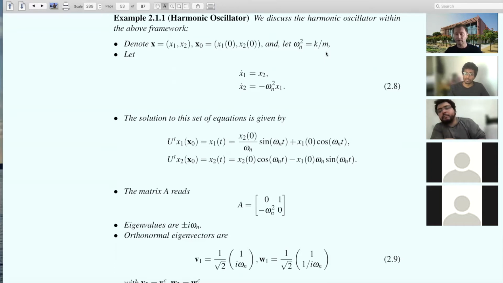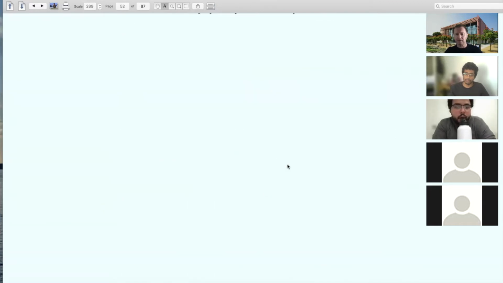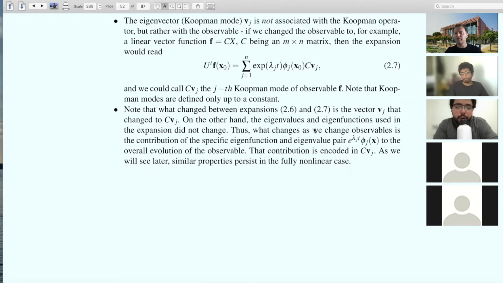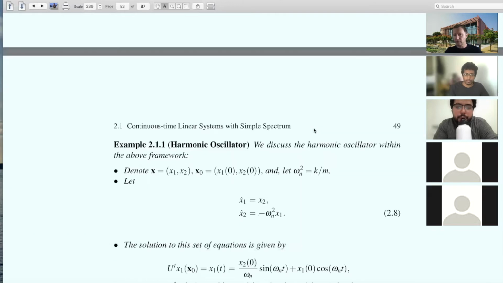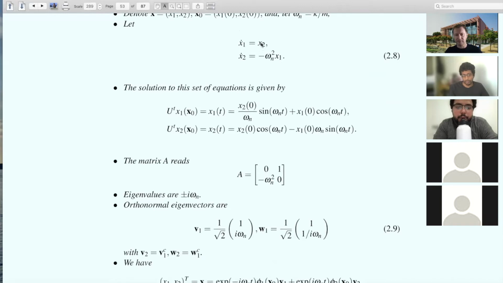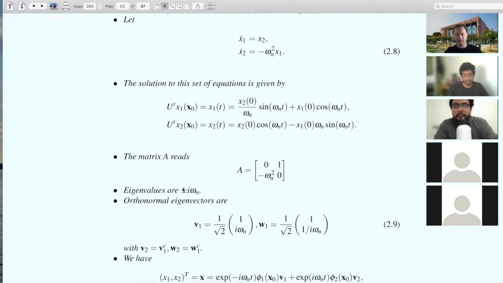So this is well known as a classical solution, but our expansion here had some very specific terms: eigenvalues, eigenfunctions, modes. So let's find those and then contrast the two. So the matrix A here for this system reads 0, so there is no x1 in the first equation, 1, that corresponds to x2, minus omega n squared, 0. So let's find the eigenvalues. They're plus minus i omega n.